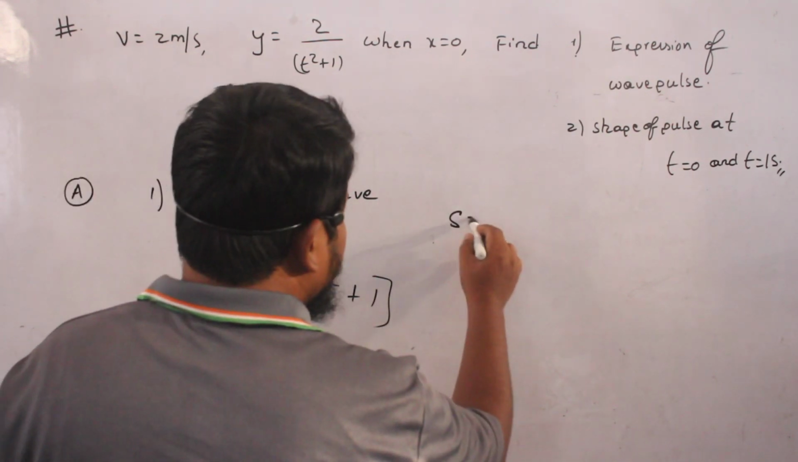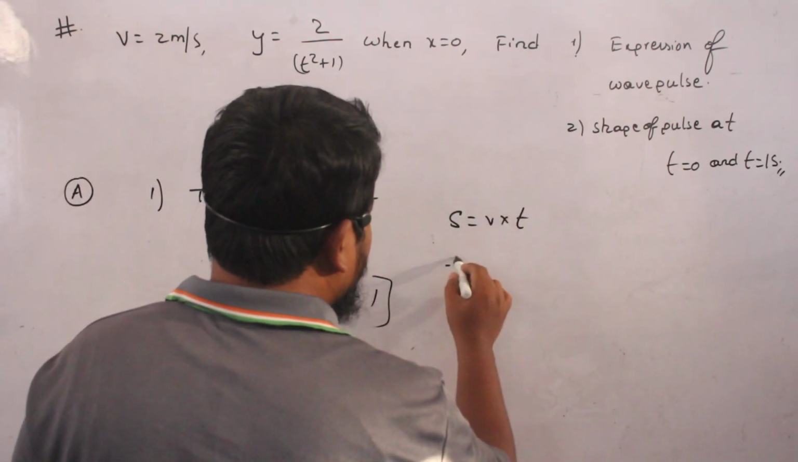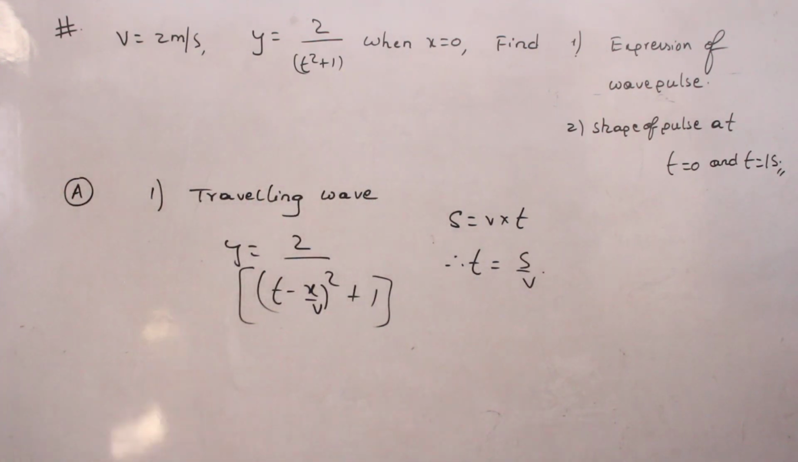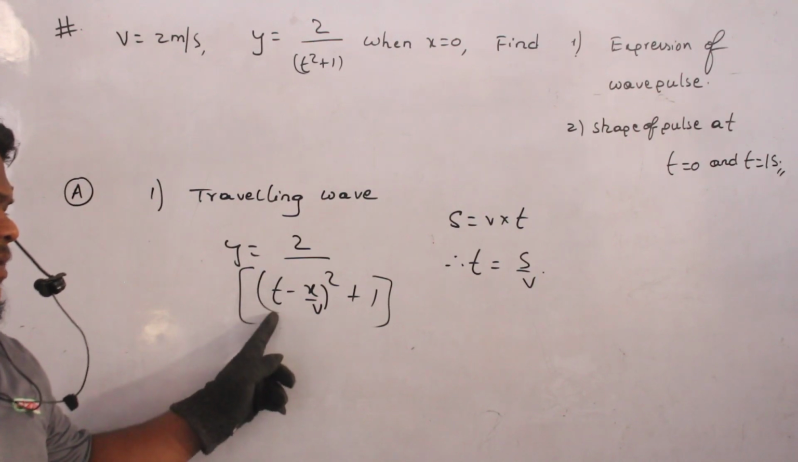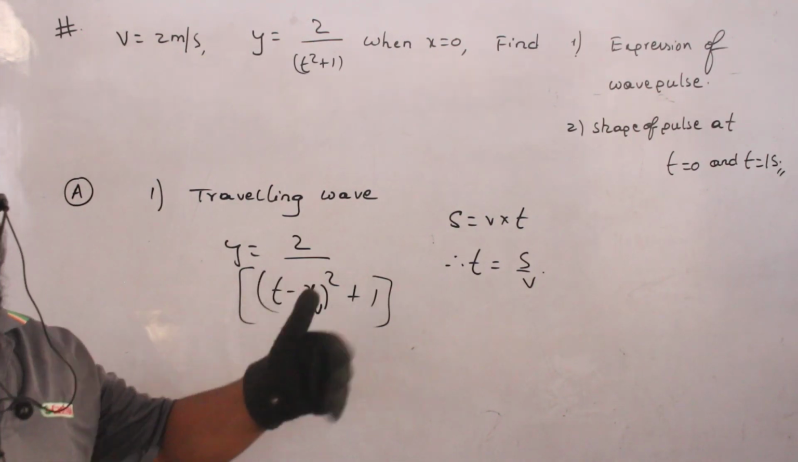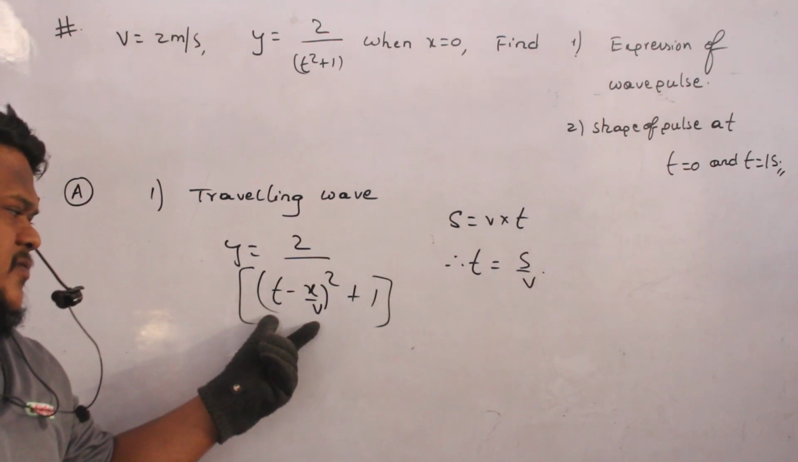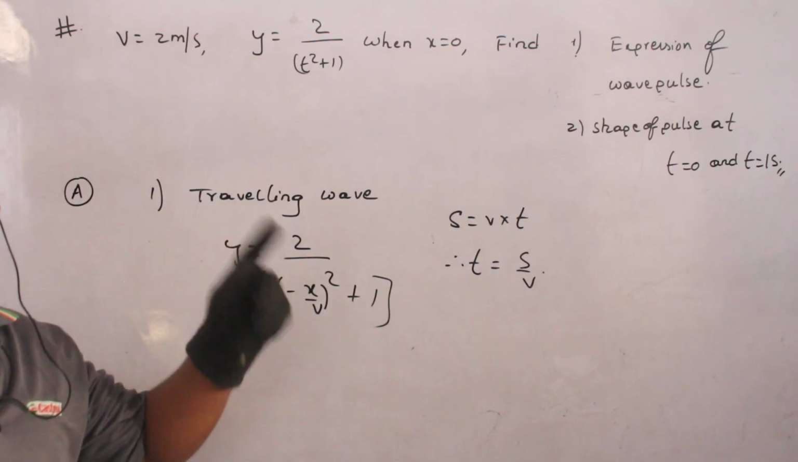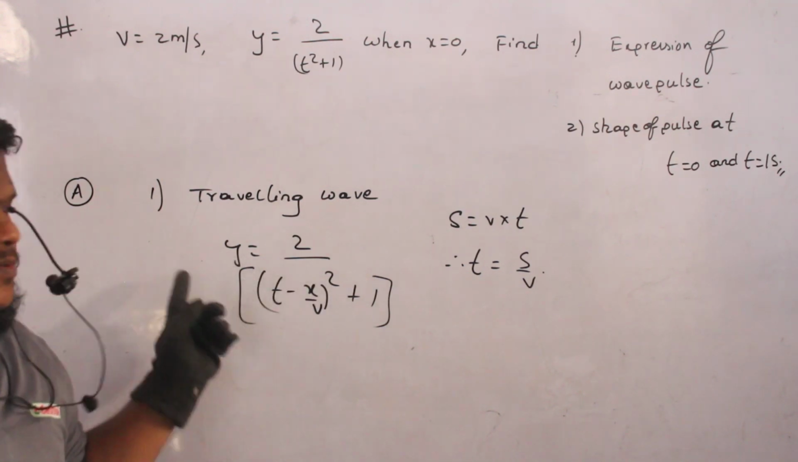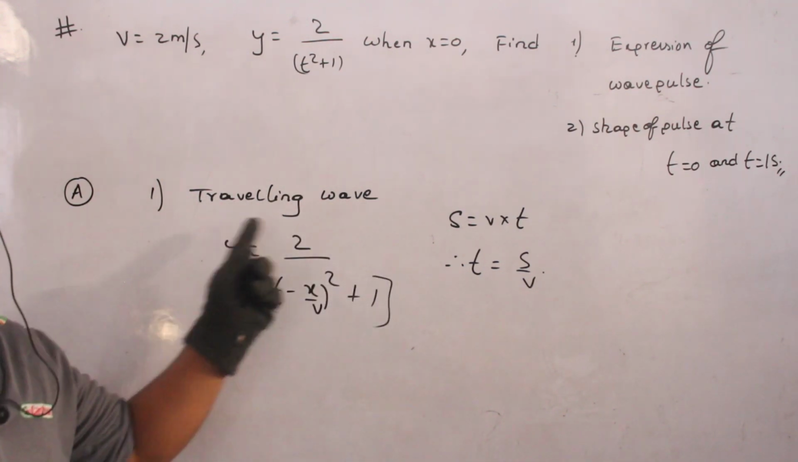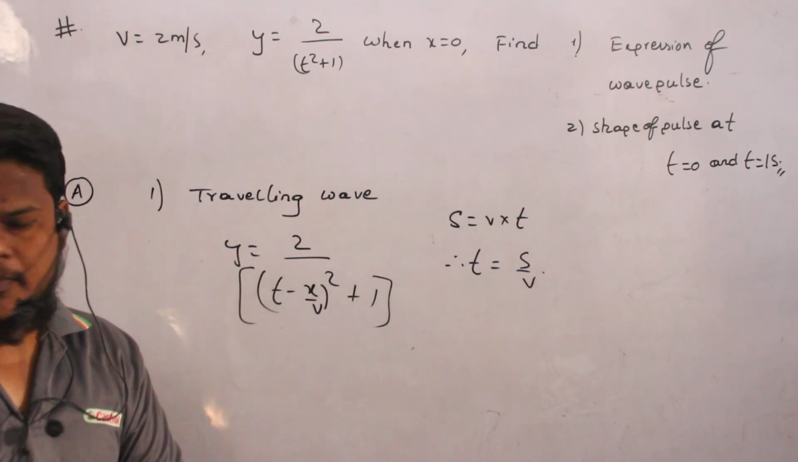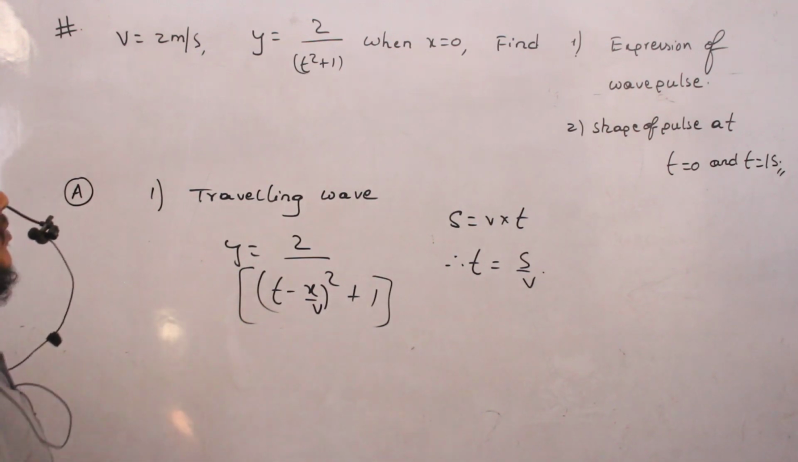Because we know displacement is equal to velocity into time. Therefore, time is equal to displacement divided by velocity. So t minus x by v. It means the shape of the pulse will be exactly equal to the shape of the pulse before a time of x by v. So now this becomes the equation of a traveling wave which is traveling from one place to another place.